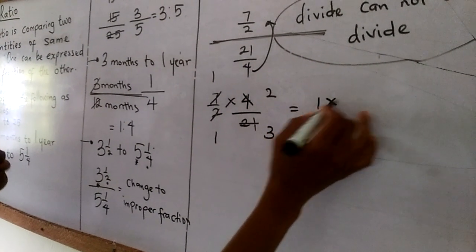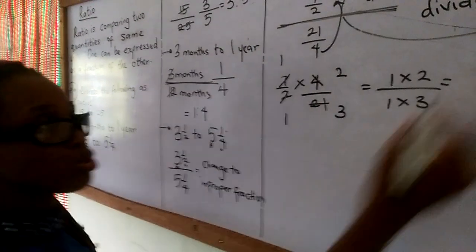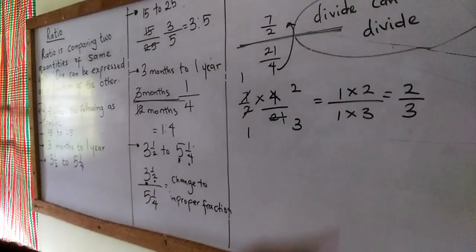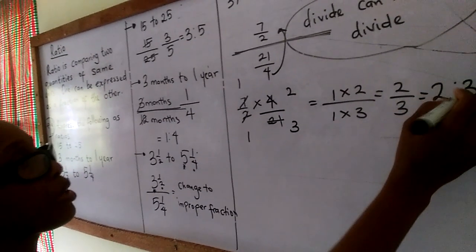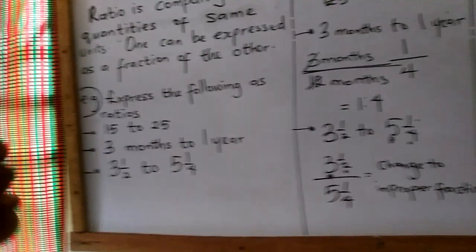So we have 1 times 2 over 1 times 3. 1 times 2 is 2 over 1 times 3 is 3. This is its lowest term. So it's same as 2 ratio 3. So we have expressed 3 whole number 1 over 2 to 5 whole number 1 over 4. We have expressed them as 2 ratio 3.